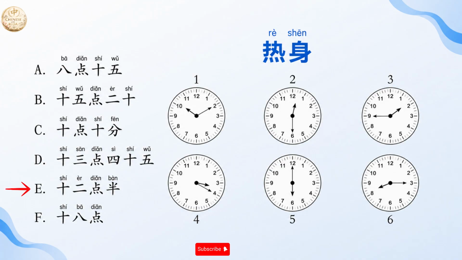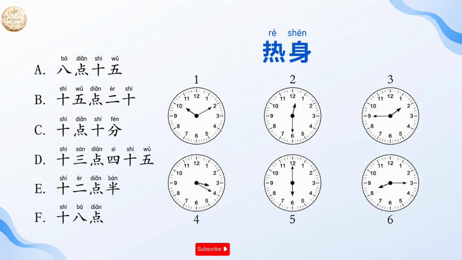Option E, 12:10. We match it with the picture 2. We can see the number 12 in this expression. So we match it with 12:30. And the last option F, 18:00 belongs to picture 5. It's 6 o'clock or 18 o'clock.